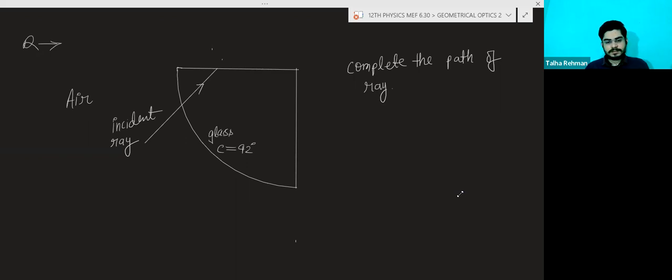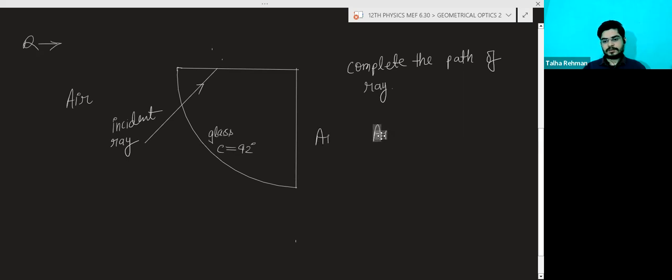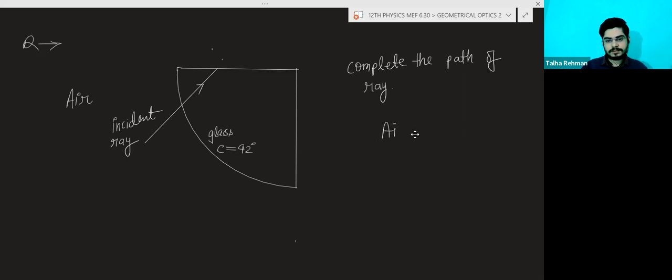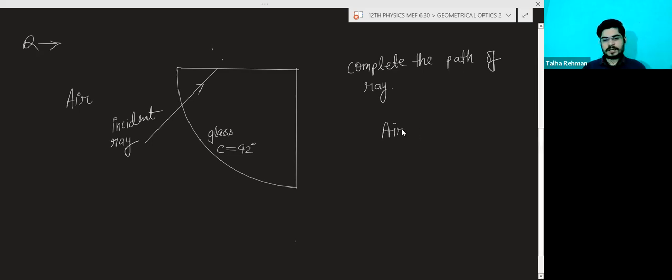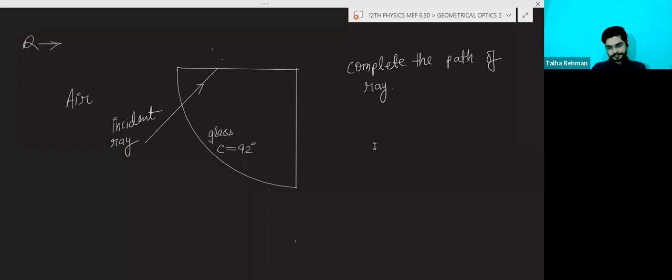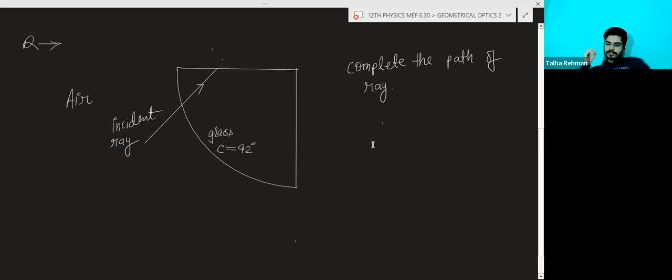Can anyone try to solve this? Here is air, and this glass is a piece of glass in the form of a quarter of a sphere, and around it is air. Okay, around it is air, no problem. Just try to complete the path. I am giving you 3 minutes. Apply all your minds, except the Google Lens.